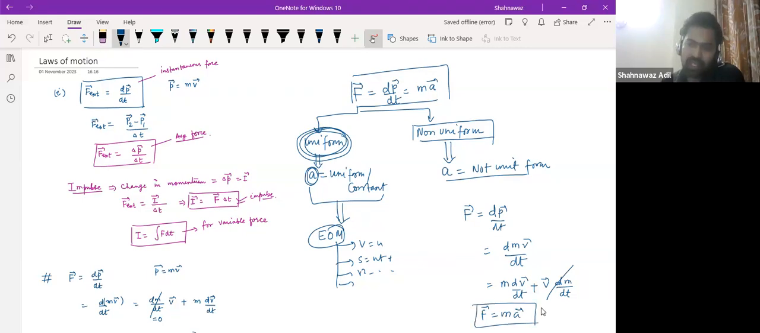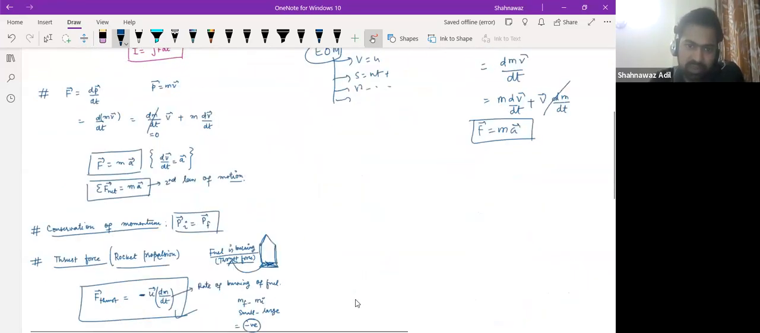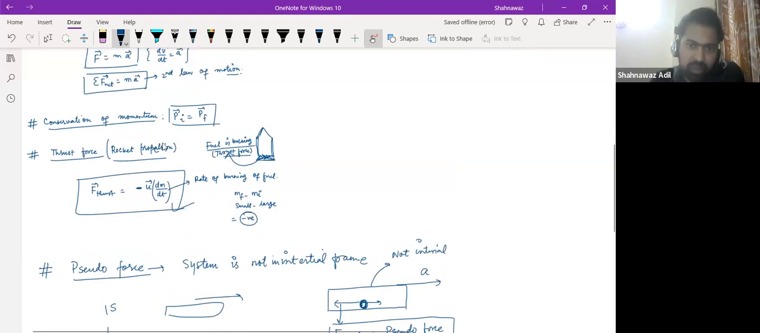But if we have changing mass, as in the example of a rocket. In a rocket, only the mass is changing, because fuel is burning and mass is decreasing. So in the rocket system, this mass is changing. This relative velocity is not changing, so this part is 0. So for rocket propulsion, this is your thrust force, and in this case the mass is changing.